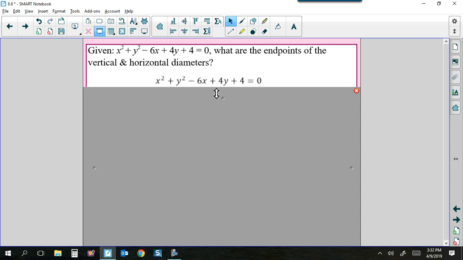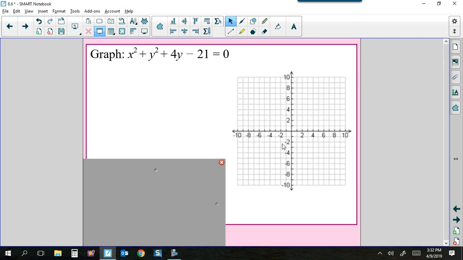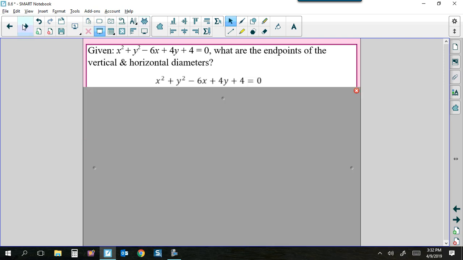So basically, it wants these endpoints of a vertical and horizontal diameter, which are these blue points. I want to know the coordinates of these blue points for this equation. Once you find the center, if you know the radius, you'll know how far to count. You're just adding and subtracting to your x or y. So you'll add and subtract to x, add and subtract to y, and then you're done. That gives you your answer.